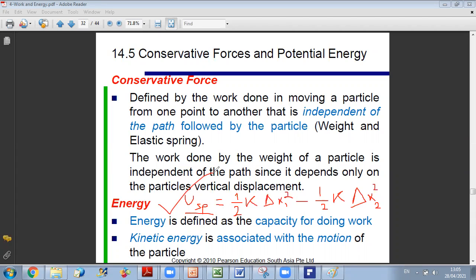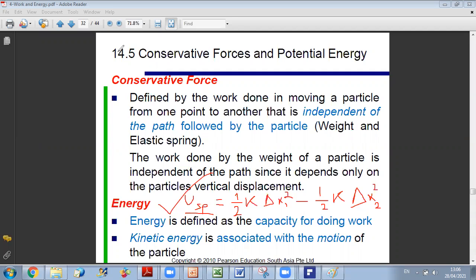Now, why are we defining conservative forces? Because for conservative forces, we can always define a certain potential function. Once we define the potential function, we can use that the potential energy plus kinetic energy of the system will be conserved. We will see how together.